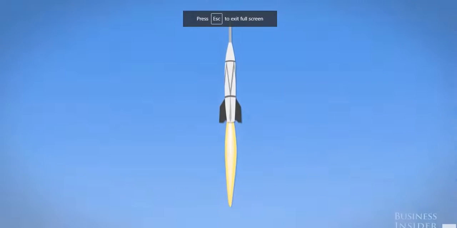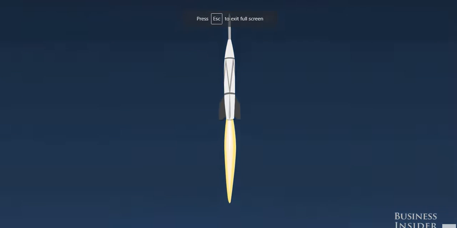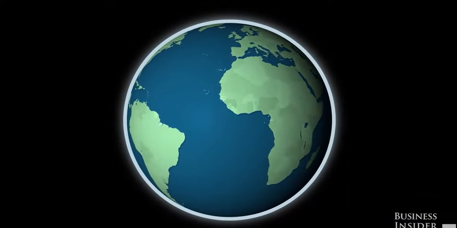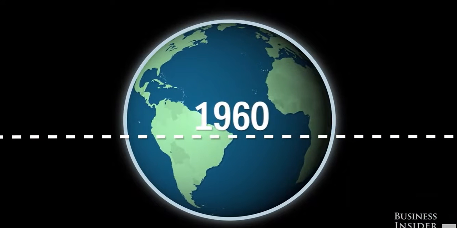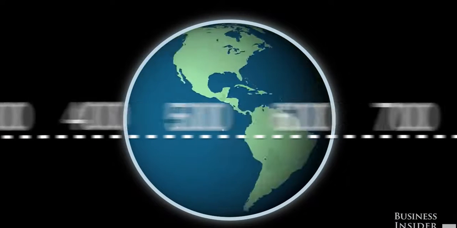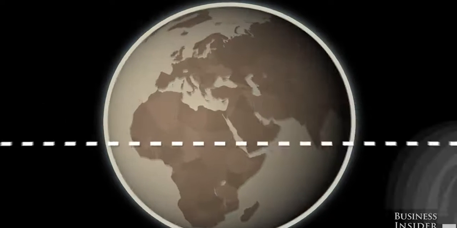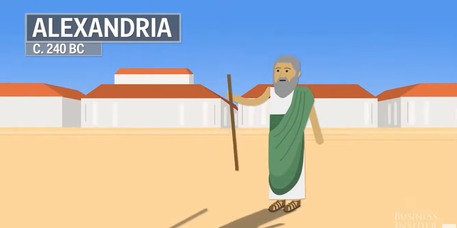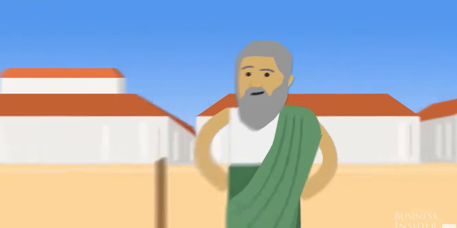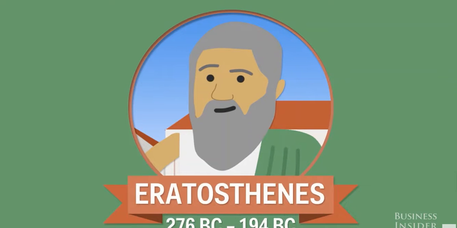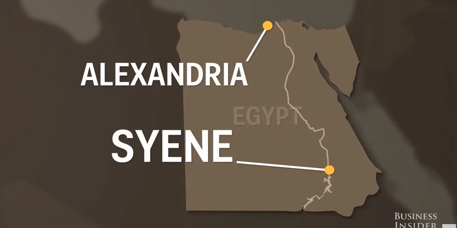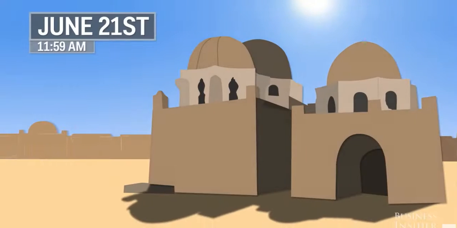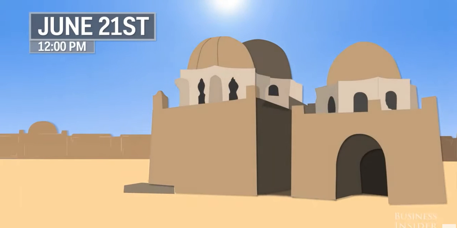In the mid-20th century, we began launching satellites into space that would help us determine the exact circumference of the Earth, 40,030 kilometers. But over 2,000 years earlier in ancient Greece, a man arrived at nearly that exact same figure by putting a stick in the ground. That man was Eratosthenes, a Greek mathematician and the head of the Library of Alexandria. Eratosthenes had heard that in Syene, a city to the south of Alexandria, no vertical shadows were cast at noon on the summer solstice. The sun was directly overhead.